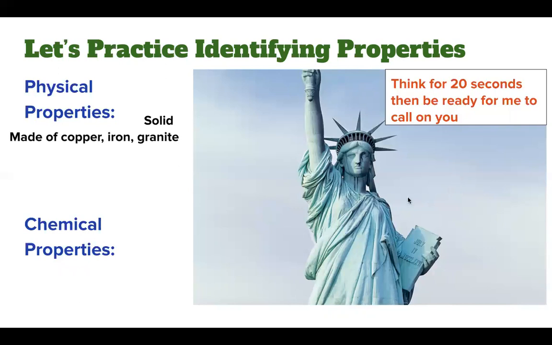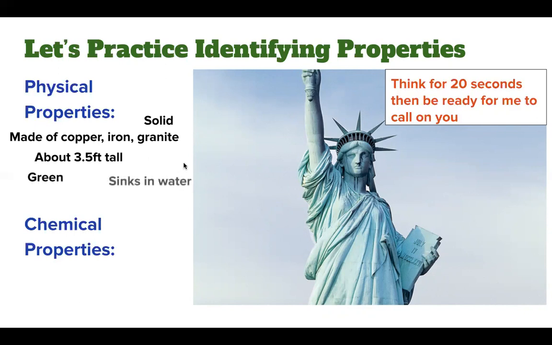So first of all, the Statue of Liberty is made of copper, iron, and granite at the base. So those are physical properties. It's just 3.5 feet tall. This should actually be 305 feet tall. I don't know how the decimal point got there. It should be a 0. So about 305 feet tall, that is a physical property.